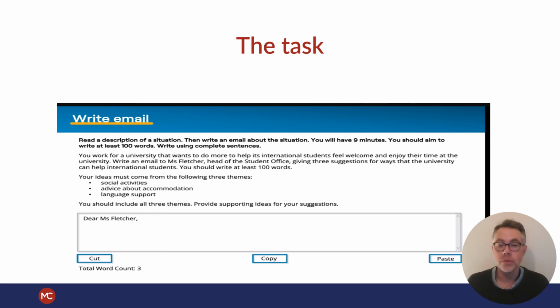Alright, so don't just write about those 3 themes. Nothing more, nothing less, nothing different. Provide supporting ideas for your suggestions. Okay, so it can't just be a suggestion on its own, it has to have some kind of support as well. All right, those of you who know the IELTS general writing task 1, you can see it's quite similar, okay, but it's shorter. All right, and they're giving you the first 3 words.